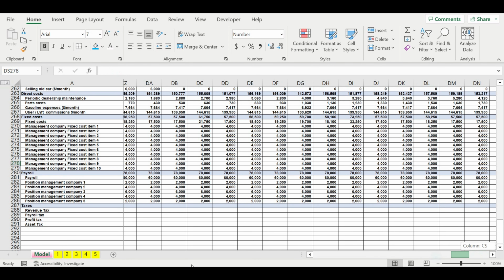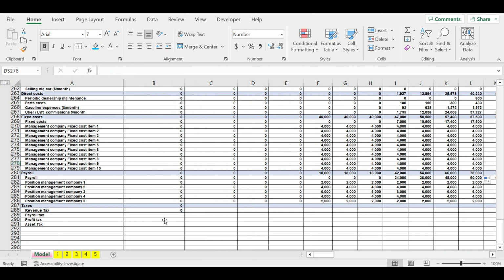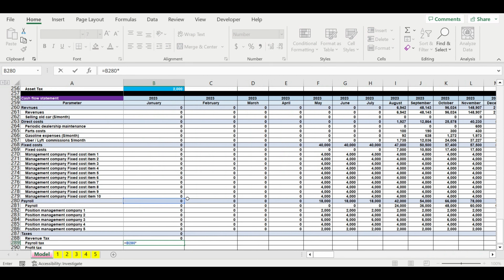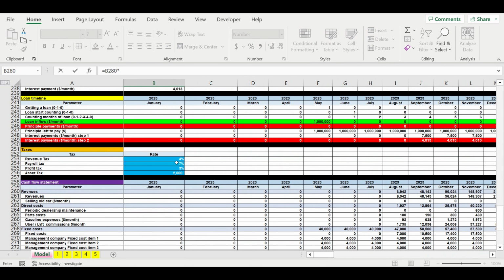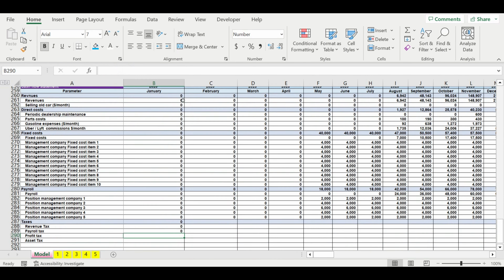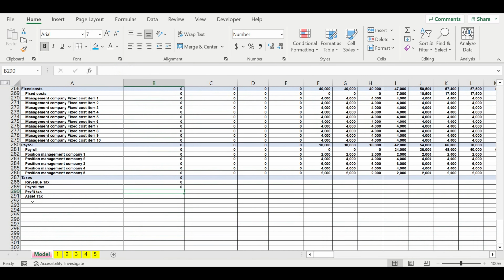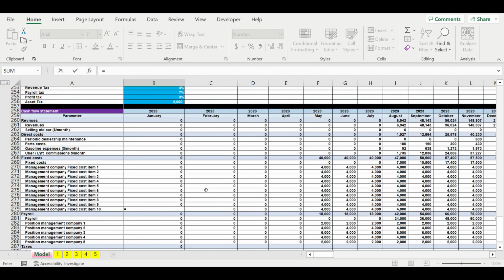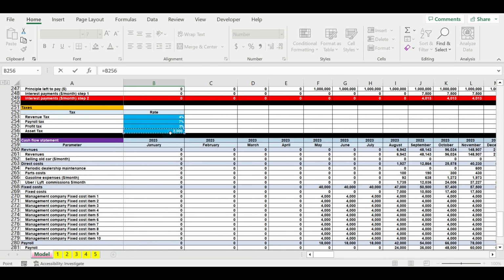So payroll tax will be payroll multiplied by the tax rate. We are freezing. We will skip profit tax for now. Asset tax, we will take this value.